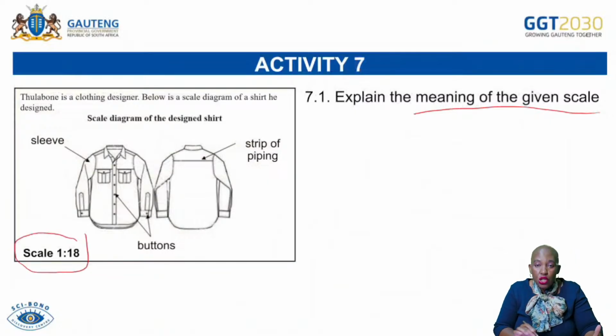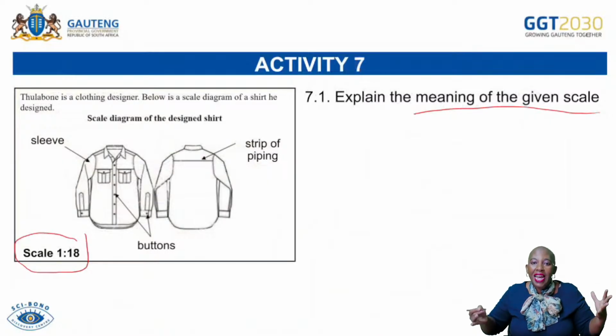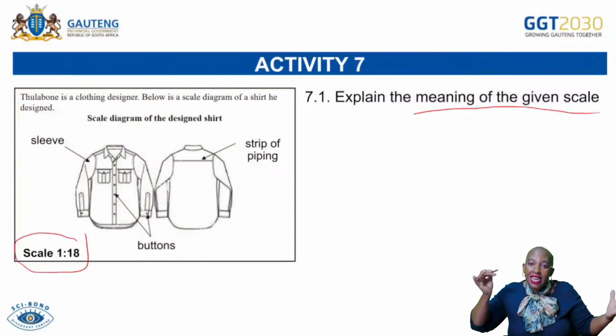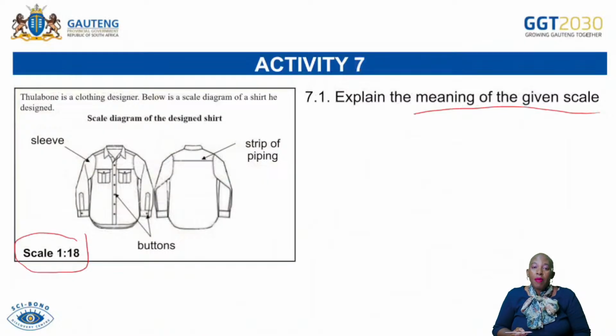If it's a given scale 1:18, it means one unit on the map will represent 18 units in reality. So meaning the shed that you see here on the map, it is 18 times bigger in reality. On the map it's 1 unit, but in reality it's 18 times bigger. Or on the map it is 18 times smaller. So it still explains the same. 1 unit on the map represents 18 units in reality.